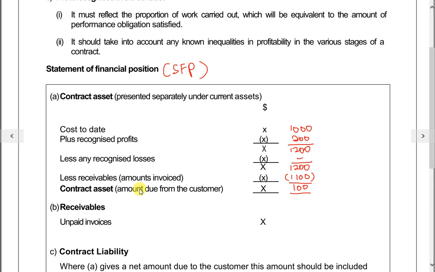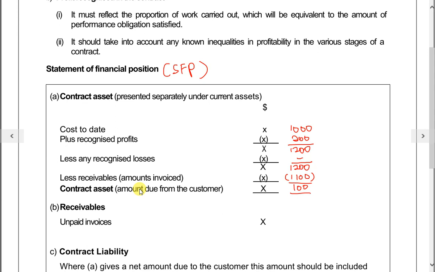Correct. Yes. Presented under current asset. Short term. This is from your sales that you're going to bill. It's not receivables, it's a contract asset. Receivables is here. Now, how much do I bill my customer? 1,100. It should be 1,200, right? Because based on my cost incurred and the profit recognized, I should be billing my customer 1,200. However, I bill only 1,100.